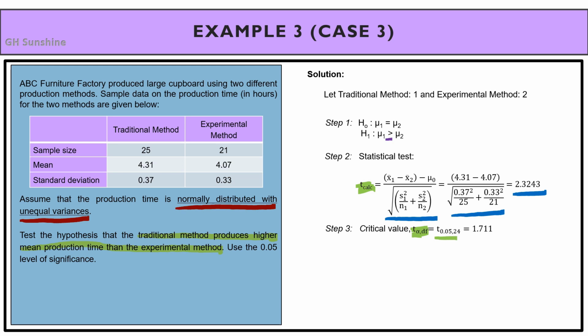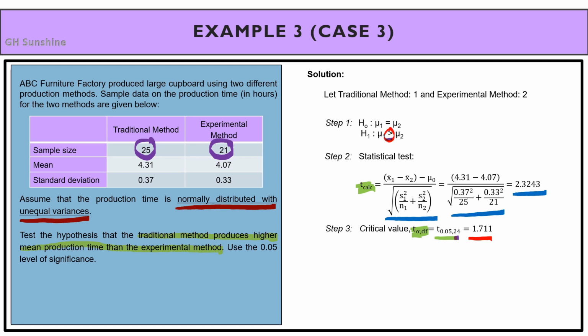Here, use the estimated degree of freedom, meaning which one is larger, 25 or 21? 25. That's why 25 minus 1 equals 24. So the degree of freedom is 24, and the critical value equals 1.711, a positive value. Right tail test here.